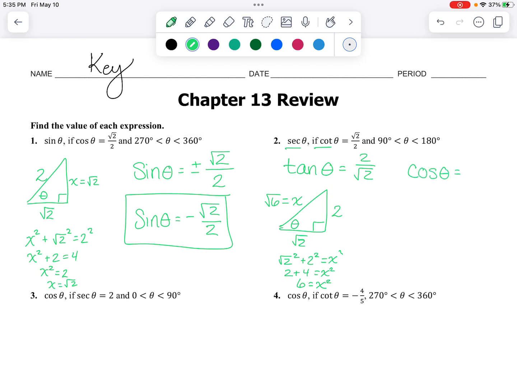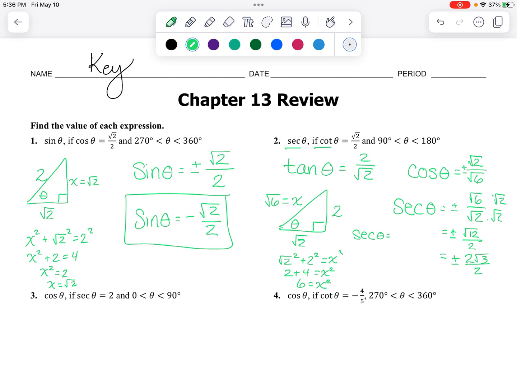Secant, which is reciprocal of cosine. I'm going to start with cosine. Cosine is the adjacent divided by the hypotenuse, positive or negative. Which means secant is the reciprocal of that, positive or negative square root of 6 over square root of 2. Rationalize my denominator. I get positive or negative square root of 12 over 2, but the square root of 12 simplifies to 2 root 3 over 2 because it divides by the perfect square 4. And square root of 4 is 2.